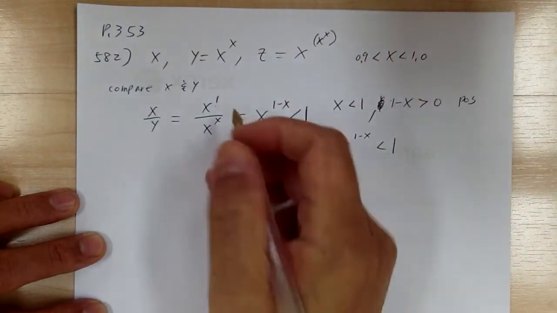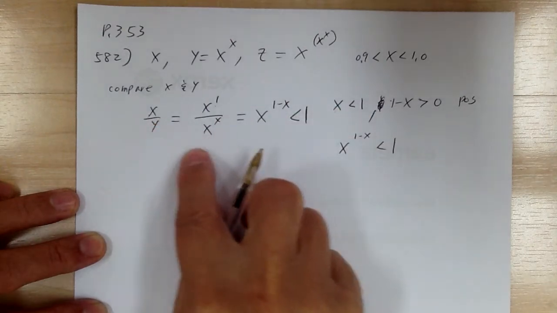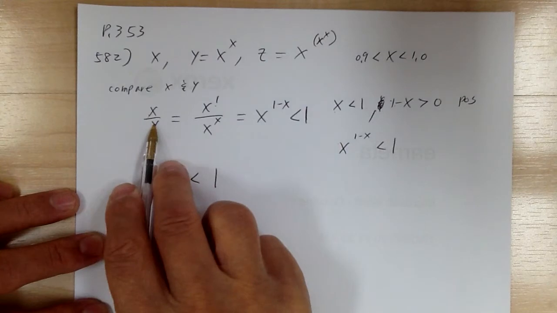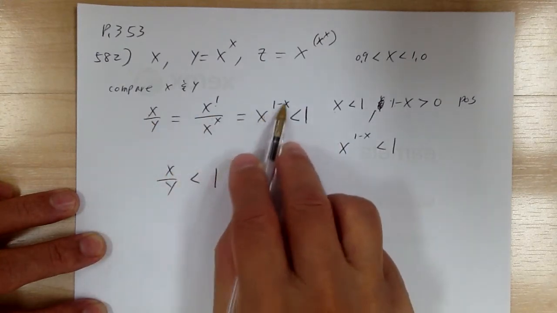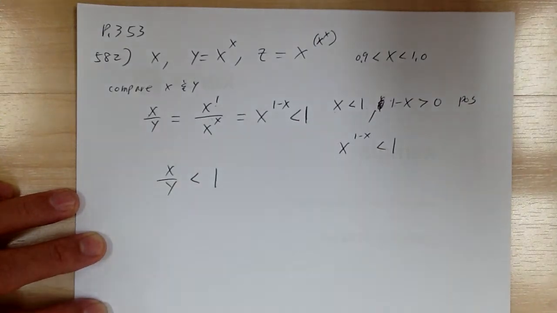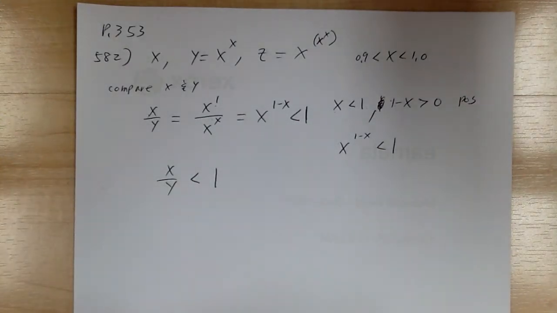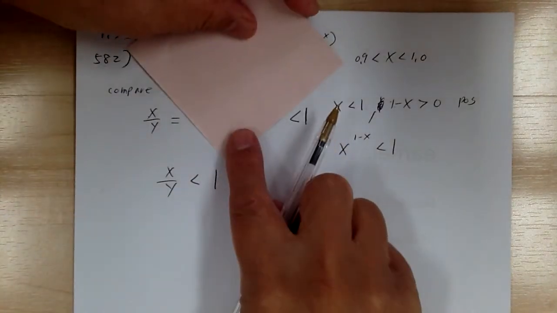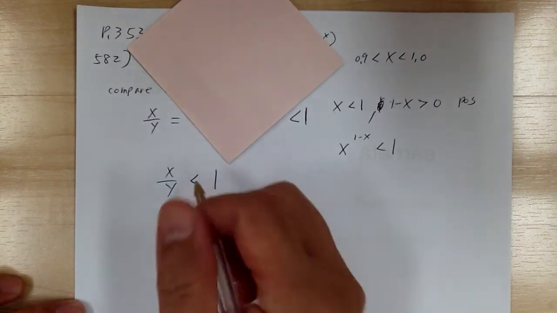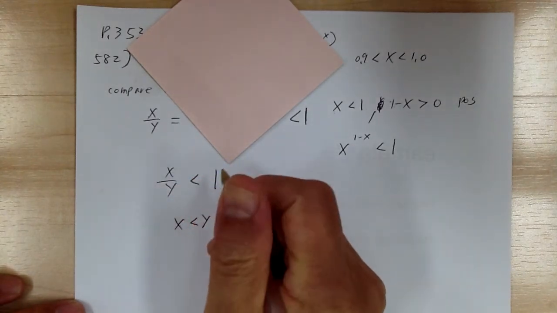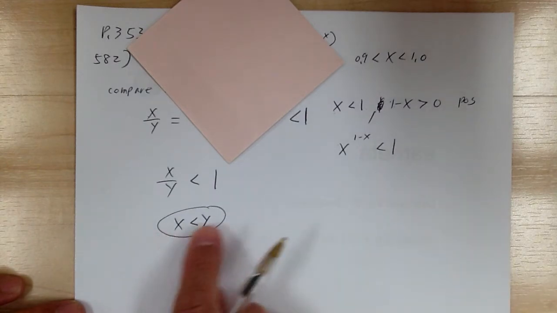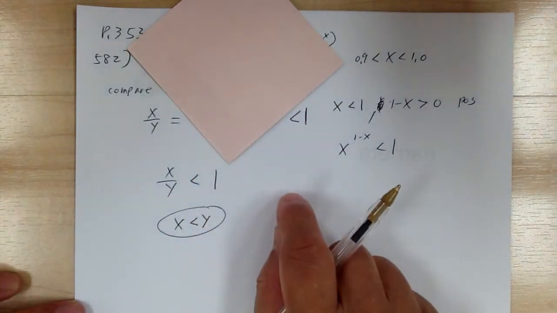Therefore, we're going to switch this over here. So you've got x over y is less than 1. From this we get that, and from this over here we get less than 1, so we just skip the in-betweens. So x over y is less than 1, and when you cross-multiply, you get x is less than y. Okay, so that's important information. We know that x is less than y. Now let's compare x and z.